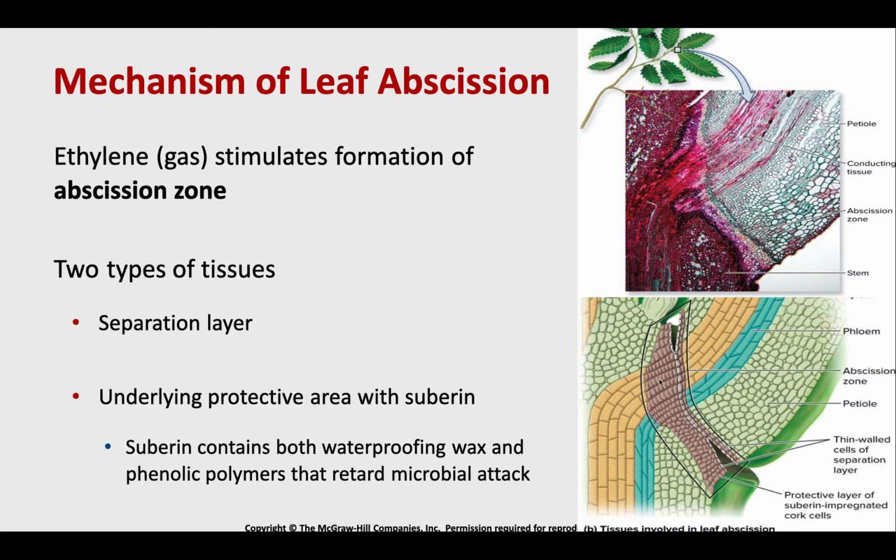Now the underlying tissues here are going to be tissues that are used for protection, again, to help cauterize that wound, because they have a lot of suberin, which is really waxy. It's really waxy, so it's going to help prevent, say, water loss. So the plant's not going to lose water from that open wound. It can also help protect against any microbial attack. It can kind of stop microbes from entering into that open wound.